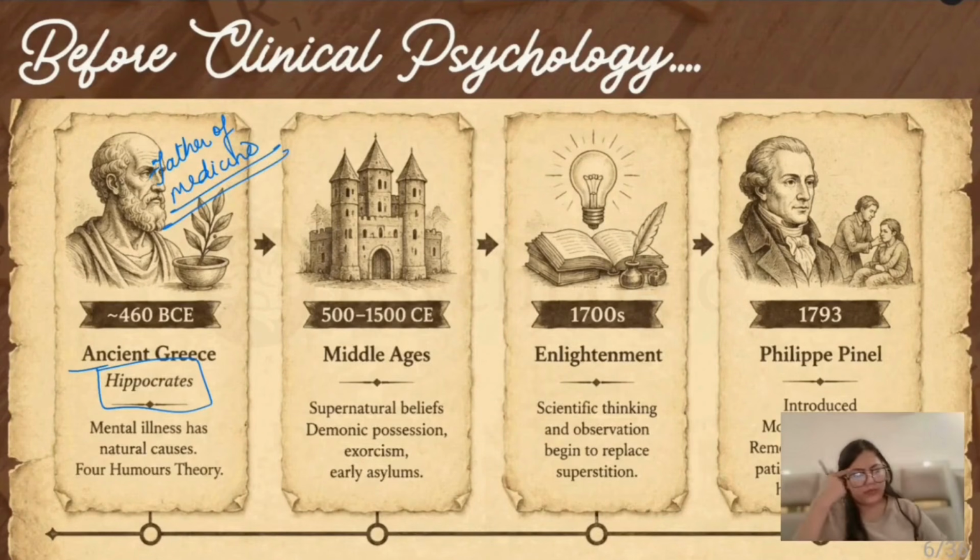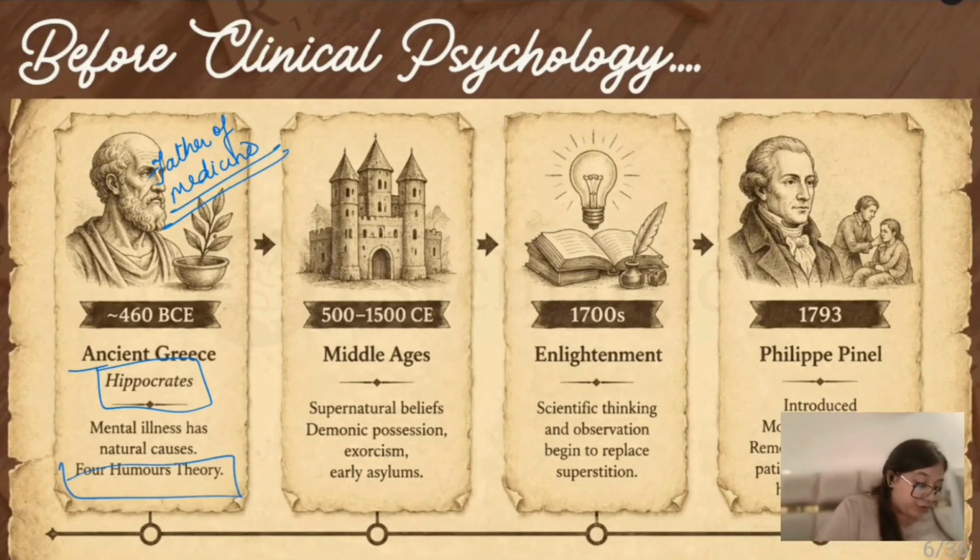Before Hippocrates, before 1460 BC, any mental health problem was treated as, oh no, it's punishment, it's a ghost, it's a spirit, things like that. Those beliefs were broken by him. He said that mental health problems have natural causes and not supernatural causes. And this was a major revolution back then.